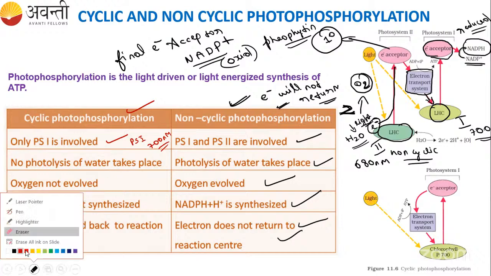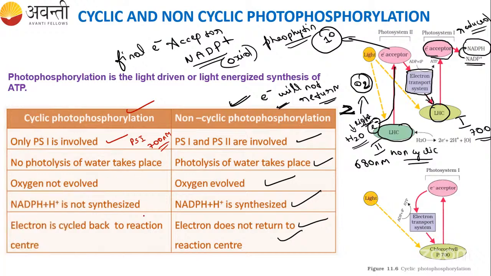Then NADPH is synthesized here. The name of this is cyclic photophosphorylation. The same electron is recycling. Here you can see, guys, I will explain it here. See here, the light is absorbing here. Here also, always some electrons will be there.